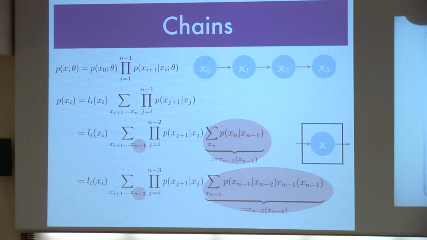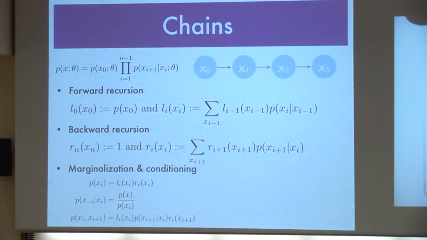Okay. So let me show you the forward recursion in general. So here's what we have. We have L naught is P of x naught. Li of xi is just the previous variable that we had times a joint potential. Backwards, you do the same thing. You get P of xi is just Li of xi times Ri of xi. And I can also get things like conditioning. And if I want to have two variables, you just stop the recursion one earlier.